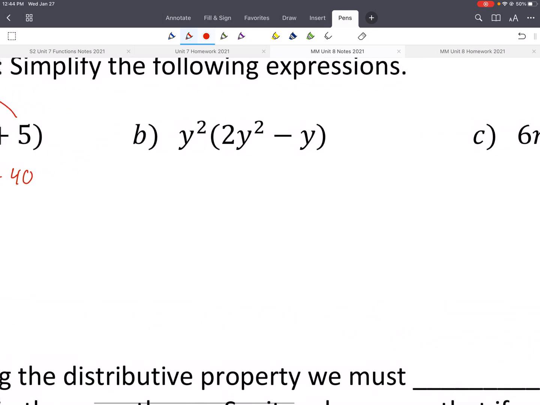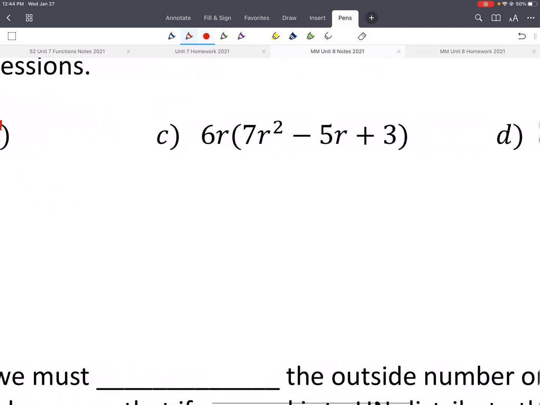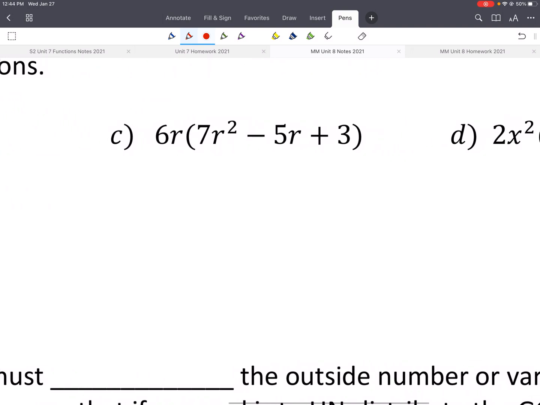We also learned that we can distribute variables. So y squared times 2, or times 2y squared will end up giving us 2y to the fourth. So again, if we're multiplying like bases, we're going to add those exponents. And then y squared times negative y, and that's like y to the 1, so that would give us negative y to the third.